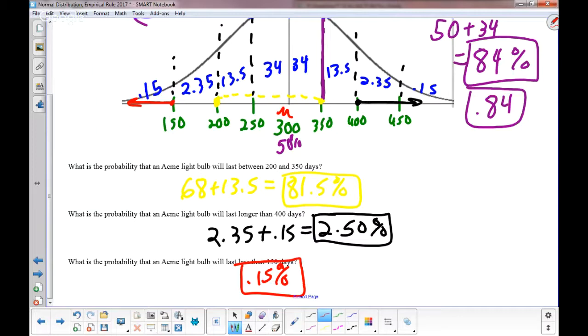Right. So it's 0.15%. So be careful with your decimals here. When we're adding up, make sure you're writing it out correctly. Don't put 250%. Don't put 15%. It is 0.15.